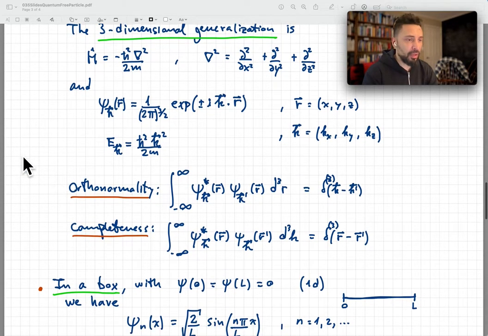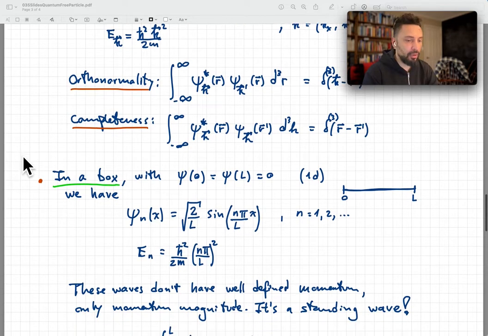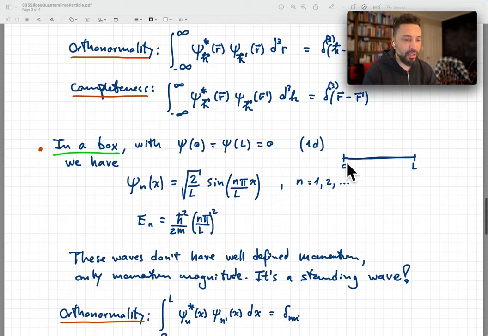That's in three-dimensional space. Now in a box, if we define a box, so our space is not now from minus infinity to infinity, but a box from 0 to L, then if it's a hard wall box, what we call a hard wall box means that the wave function vanishes outside of 0 to the left and outside of L to the right. And in that case, we have that our wave function is a sine, actually.